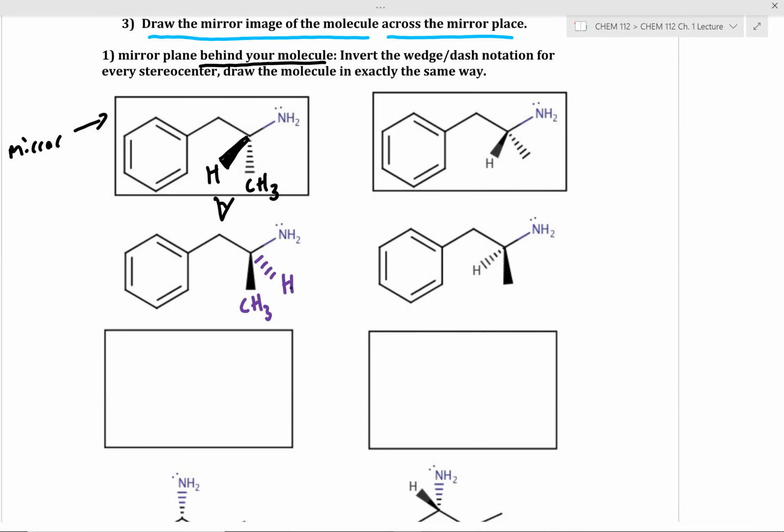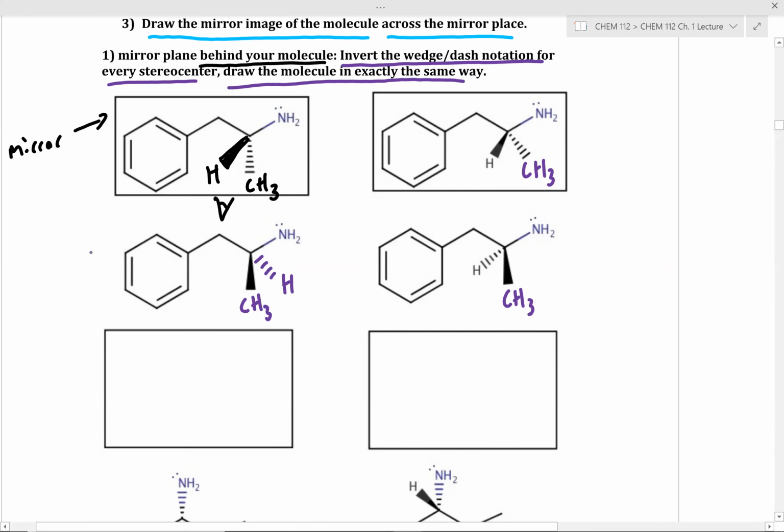One key feature is, do you notice how our phenyl group is in the same relative position? So you only invert the dash wedge notation for each stereocenter. Otherwise, you draw your molecule in the exact same way. So let's look at an example here. We have our hydrogen with the wedge and our methyl with the dash. And again, if we're inverting all of our stereocenters, we now have our methyl in front with a wedge and our hydrogen in back with a dash.